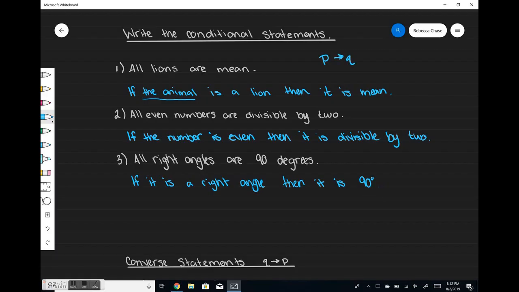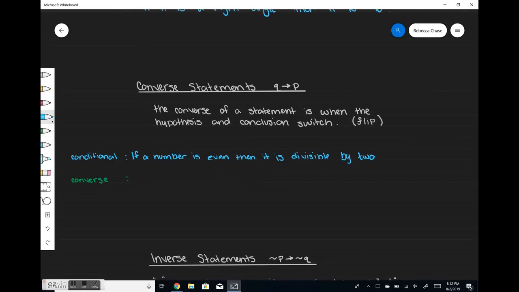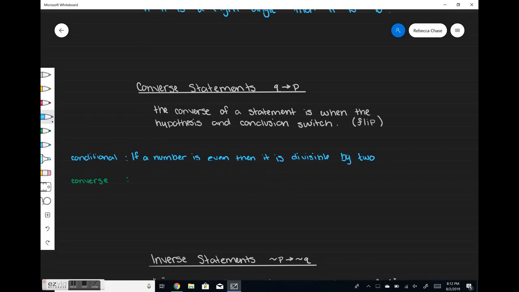Okay, so all that was taking a sentence and turning it into a conditional statement, which again is P to Q. All right, so what we're going to talk about now is what can I do with a conditional statement. So when you have a conditional statement, there are 3 different types of statements you can pull from it. So the first one is called the converse. All right, so if I have a conditional statement, I can take the converse of it. All that means is that I flip it, okay? So that is the simple way of putting it.